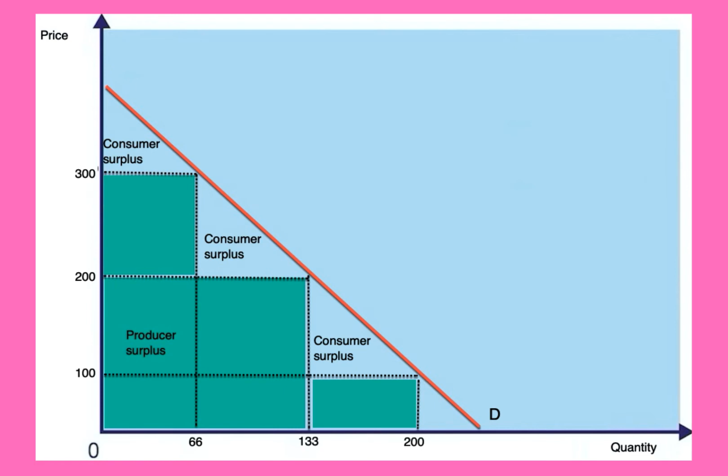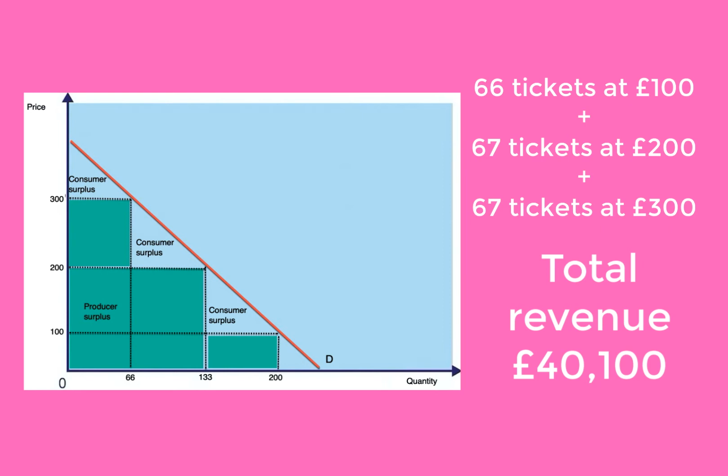If the airline could sell at 3 different prices of £100, £200 and £300 per ticket, the revenue would be 66 tickets multiplied by £100 equals £6,600, 67 tickets multiplied by £200 equals £13,400, and 67 tickets multiplied by £300 equals £20,100. The total revenue would be £40,100. The consumer surplus diagram would now look like this.